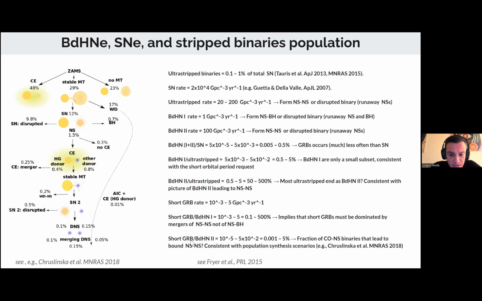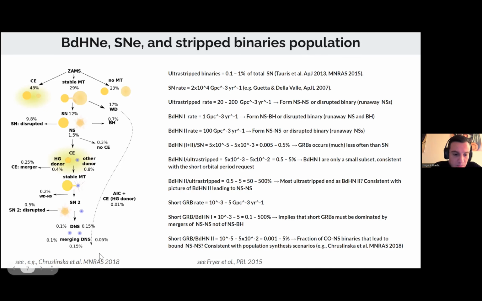In fact, if you make the ratio of short GRB with BdHN2, you end with this number, about 5%. This can have two interpretations. First, the one I like most, is that this is the fraction of the carbon-oxygen neutron star binaries that lead to bound neutron star binaries. So it indicates that not all systems will lead to a bound neutron star binary, but instead you can also have a large fraction of disrupted binaries. And this is consistent with population synthesis scenarios.